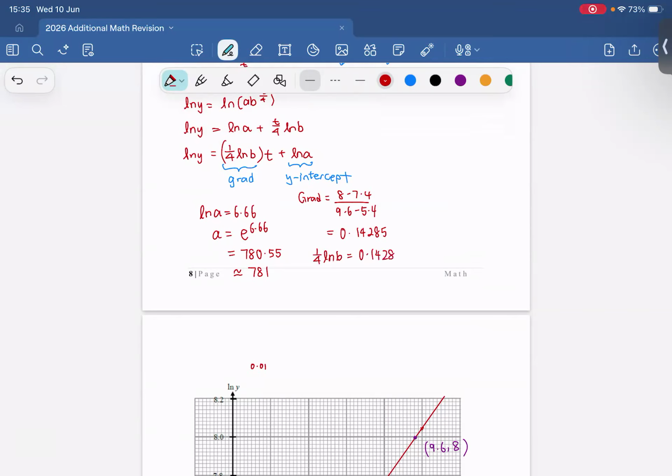Don't copy my number. My number will not be the same as yours. Okay, so times 4, you get 0.57142. Then B is just e power this. You should get around 1.77.